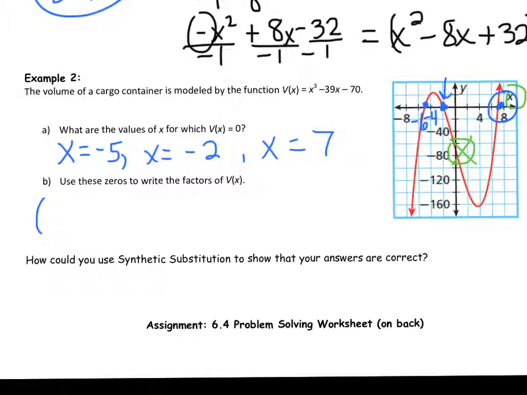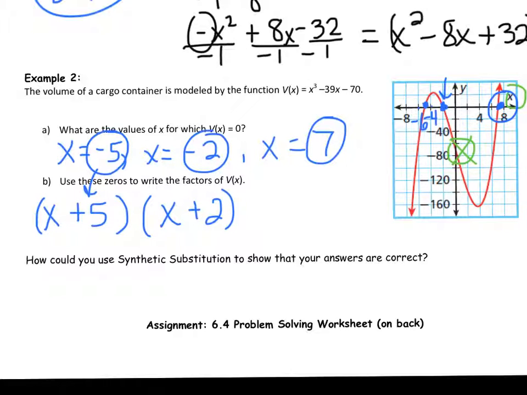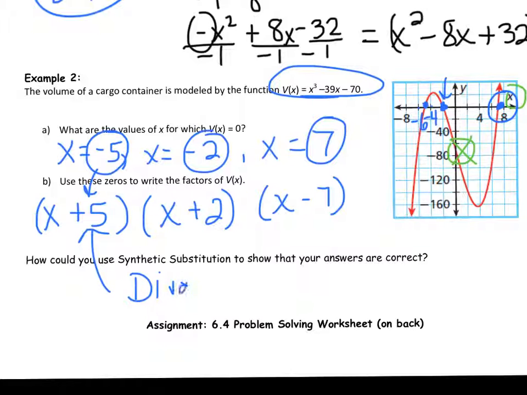To write the factors, we put the x inside parentheses and we take the opposite sign. So instead of minus 5, it flips to plus 5. This negative 2 will flip to plus 2, and that positive 7 will flip to negative 7. How could you use synthetic substitution to show our answers are correct? If we were to divide each of those into the original function up here, we would get a remainder of 0, so they would divide evenly into v of x. That's it.